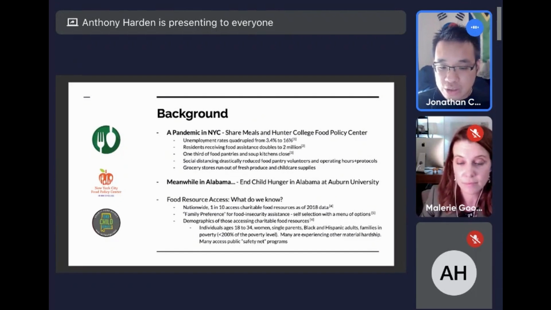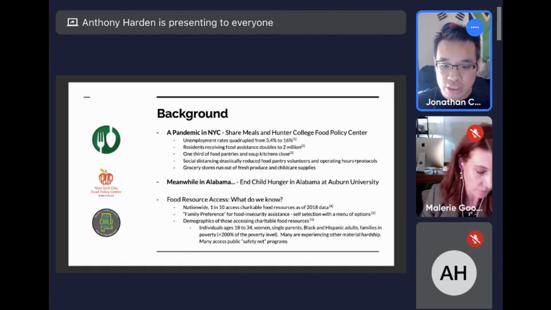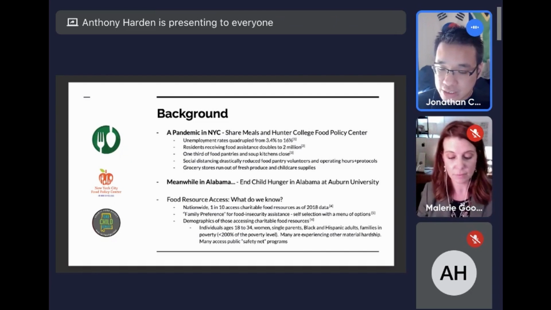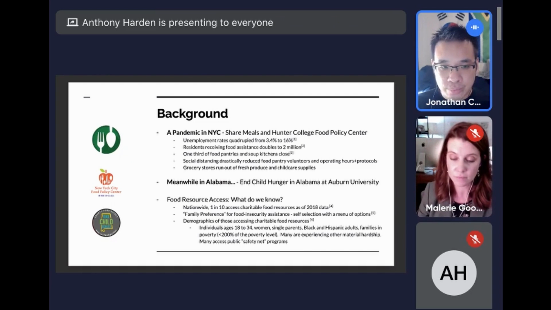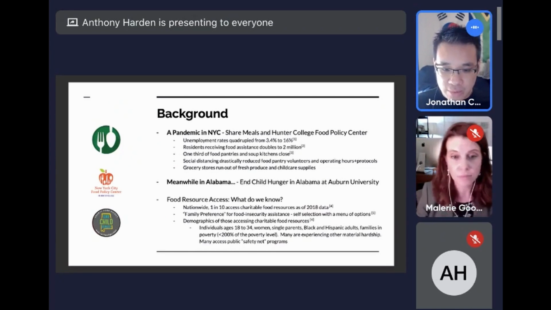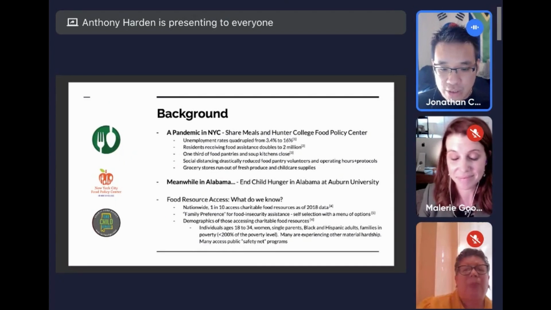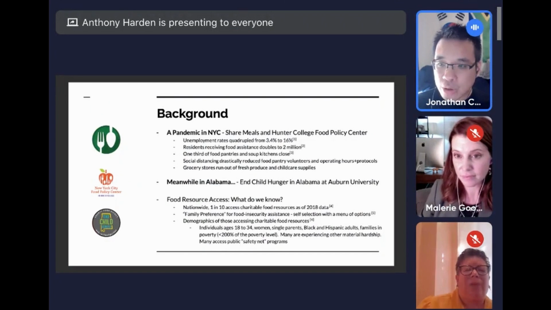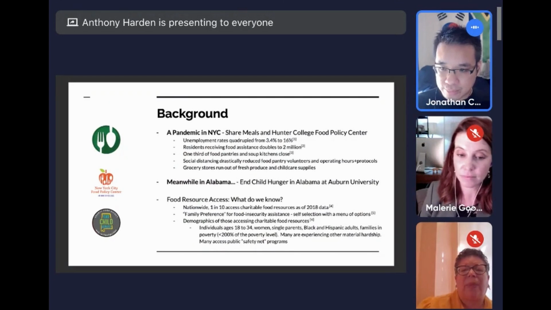Those that were still open had to face these new social distancing rules, had to deal with a sharp drop in food pantry volunteers, had to adhere to public health mandates and change up their protocols, all of this pretty much overnight. And also our grocery stores in that first few months were starting to run out of things like fresh produce and childcare supplies. So all of these problems were just boiling up in front of our eyes.